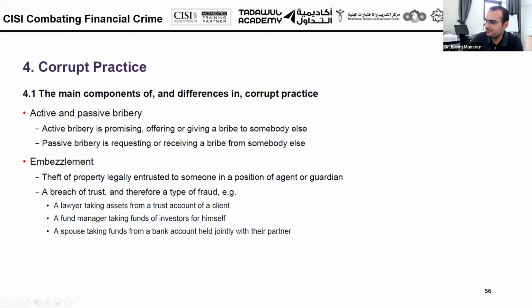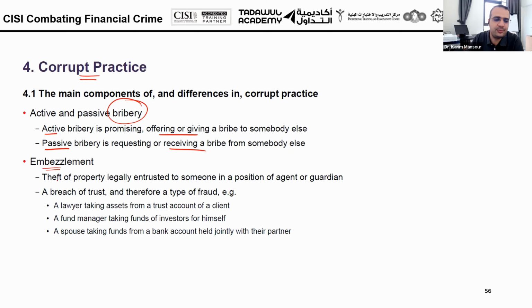The main components when it comes to corruption and bribery. So we said, this is what we covered previously, and we said corruption is divided into bribery, embezzlement, and illicit enrichment. So we're just going through these now. So we start with bribery, and we said there is active bribery, which is paying the money, and passive bribery, which is receiving the money, even though in the US, the passive bribery is not punished.